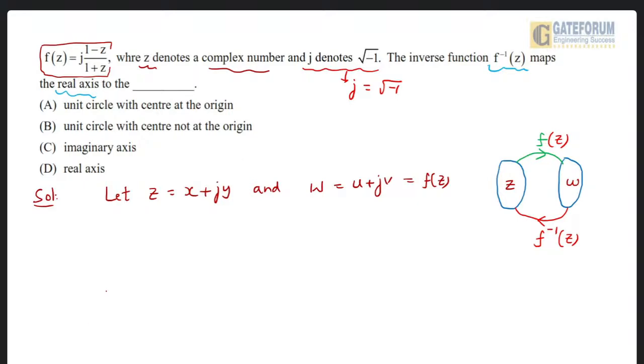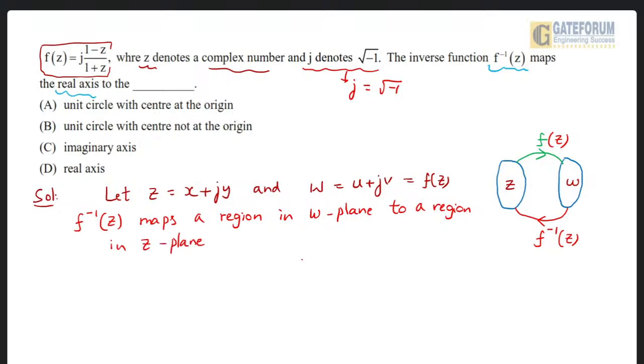Now f of Z maps a region in the Z plane to a region in the W plane. F inverse is a function which maps a region in the W plane to a region in the Z plane. So I can write directly f inverse Z. Actually, f inverse W is the correct notation. It maps a region in the W plane, that is the UV plane, to a region in the Z plane, that is the XY plane, where X is the real axis, Y is the imaginary axis. Here U is the real axis, V is the imaginary axis in the W plane.